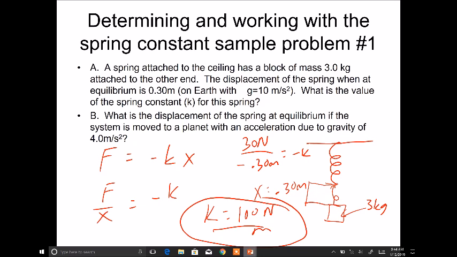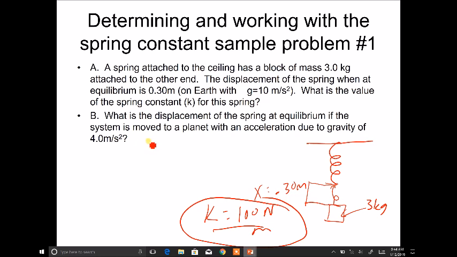Now part B wants to know what's the displacement of the spring away from the equilibrium position if the system is moved to a planet with an acceleration due to gravity of 4 meters per second squared. So now we're not on Earth. Now we're somewhere else. The gravitational field strength is less. We use the same spring, the same mass, and we want to know what the displacement away from equilibrium is going to be.